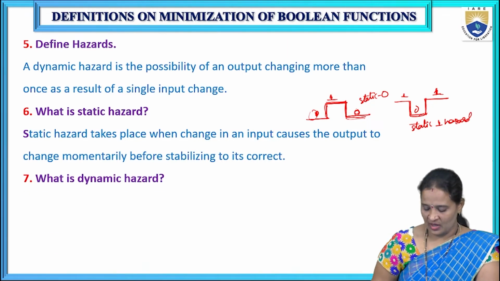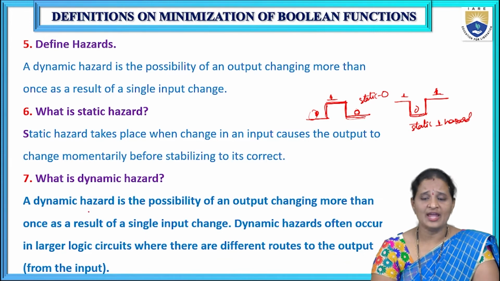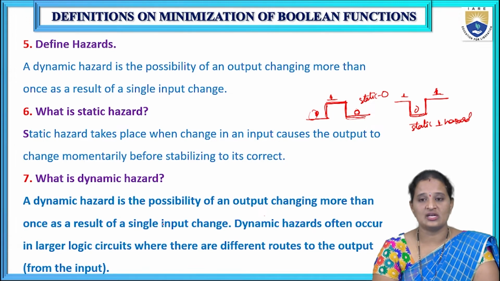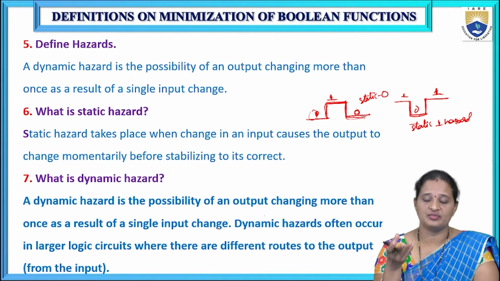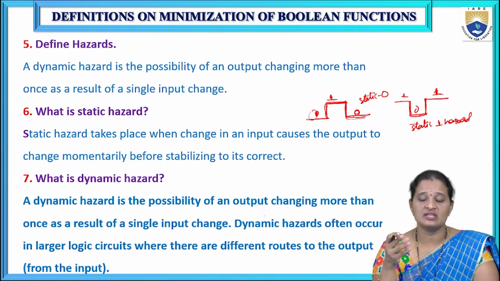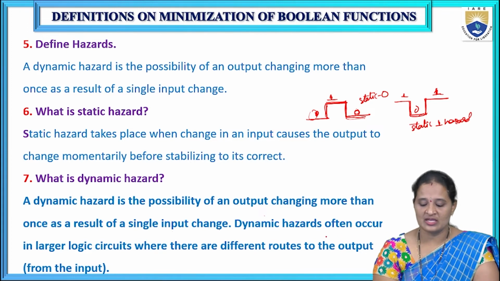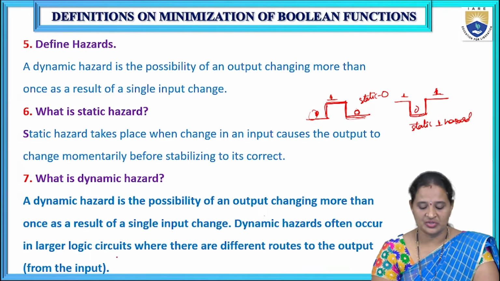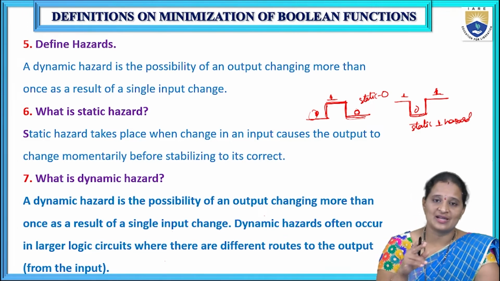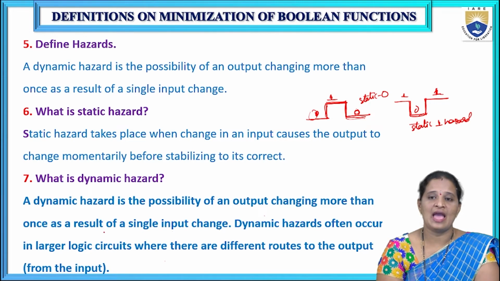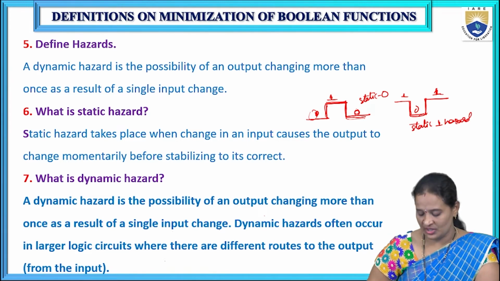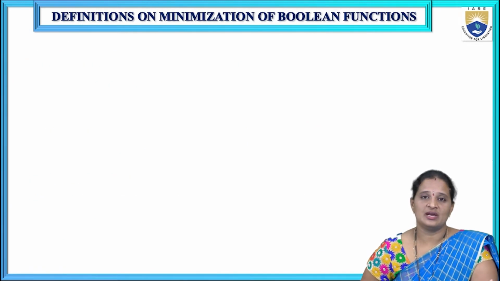Coming to the dynamic hazard, how can we define the dynamic hazard? Dynamic hazard is a possibility of an output changing more than once as a result of single input change. For a single input change, if the output changes more than once, then there exists a hazard which is known as dynamic hazard. Dynamic hazards often occur in larger circuits where there are different routes to the outputs, that means there are various paths to the output. In such cases, we have dynamic hazard where the output changes more than once for a single change in the input value. So this is dynamic hazard.